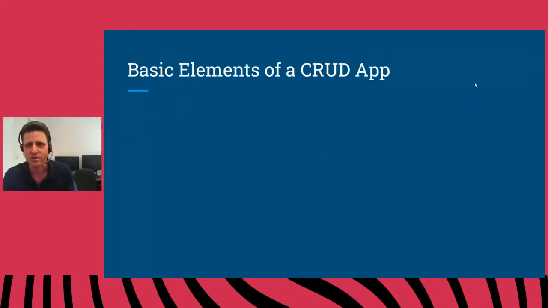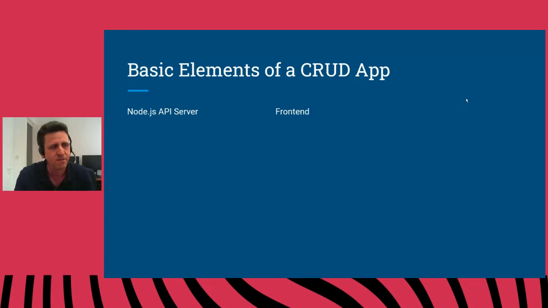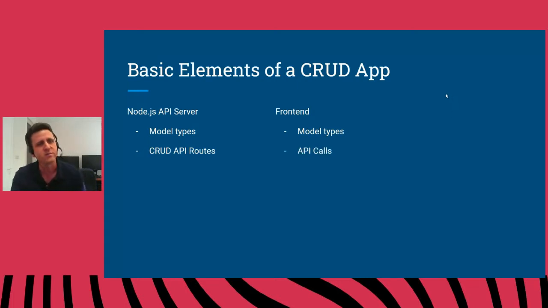So I made a short list of the main features that I find in almost every CRUD application, applications that do a lot of CRUD. If I split it between my Node.js API server and my front end, it starts with model types. We need model types to move data around in our server, but we also need those model types on the front end and to interact with our UI widgets. We need CRUD API routes, get, put, post, delete to do all those interactions with your API server. And we also need to call those API routes from the front end, each and every one probably.